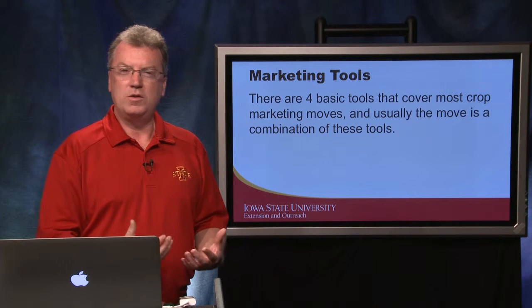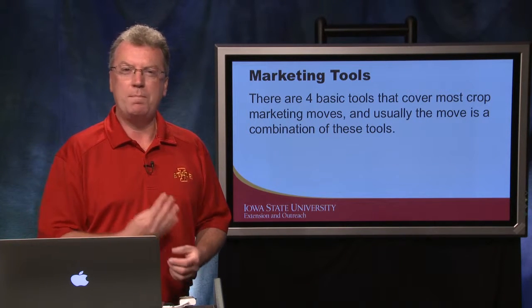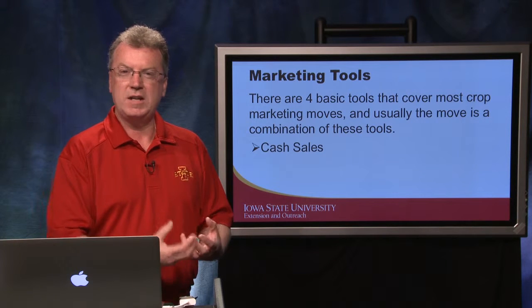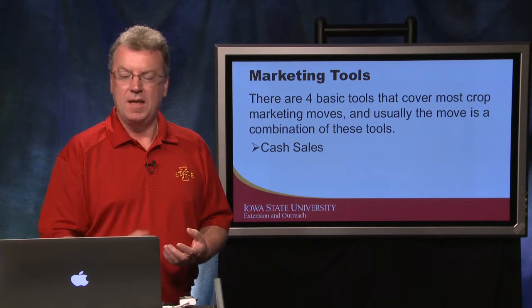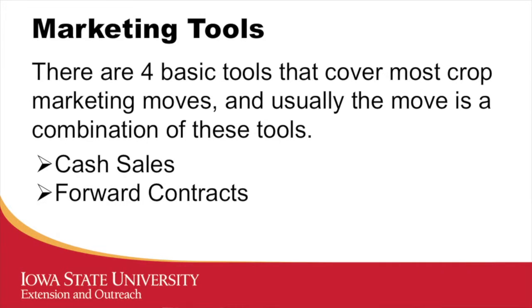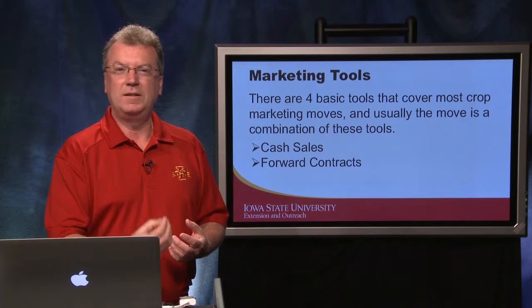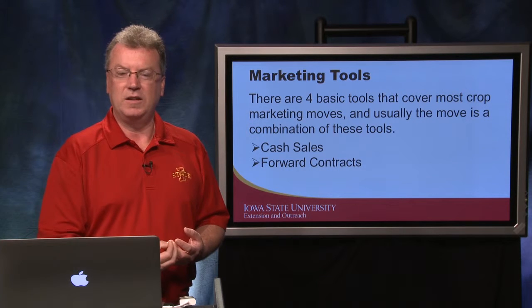Now, as far as marketing tools, what we're going to concentrate on are four basic types of tools that help create the market moves that we see. And in fact, whenever you see more complicated marketing strategies, what they are is a combination of these four tools. First tool is the basic cash sale that a producer makes, where he basically delivers the product and receives the money on that day. The second tool that we'll talk about is a forward contract, which is like the cash sale, with the only difference being that the product, instead of being delivered today, would be delivered at some point that's specified in the future.